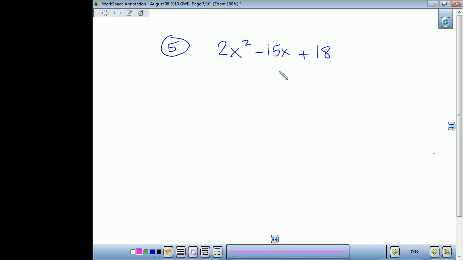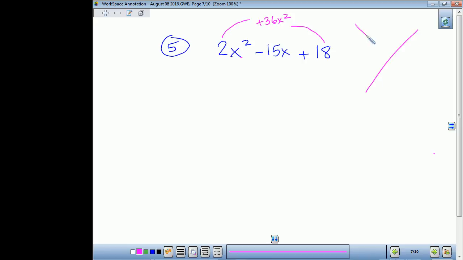So, how many of you learned this doing trial and error? Just one. Okay. Then maybe I won't go over trial and error. I'll do it the other way first. All right. So, when it had a leading coefficient that was not 1, what we do is we take this and multiply it times that. Do y'all remember doing that? Okay. So 2x squared times positive 18 is positive 36x squared.